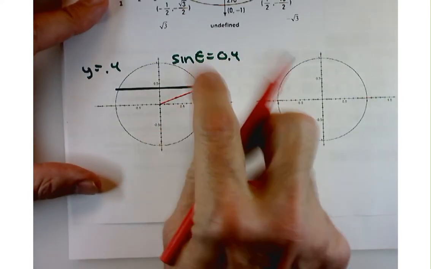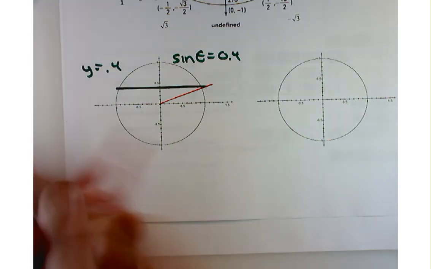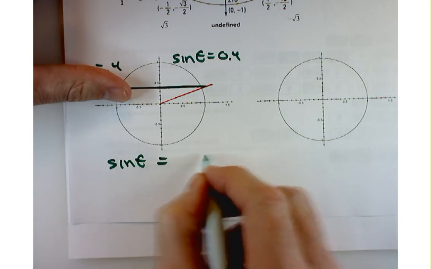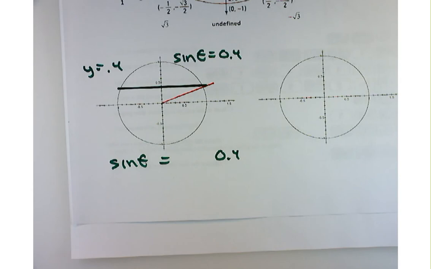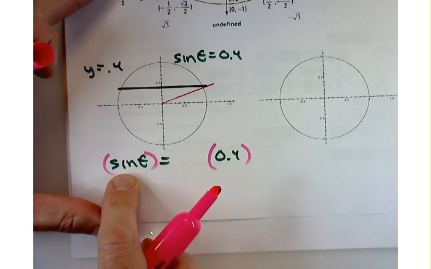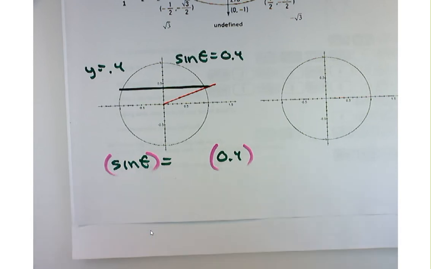If I've got sine of theta equals 0.4, here's what I can do. I'm leaving myself a generous amount of room here, because what I'm going to do is undo the sine on the left-hand side. By undo, what I mean is apply the inverse function, the opposite of the function. So what's the inverse or opposite of the sine?